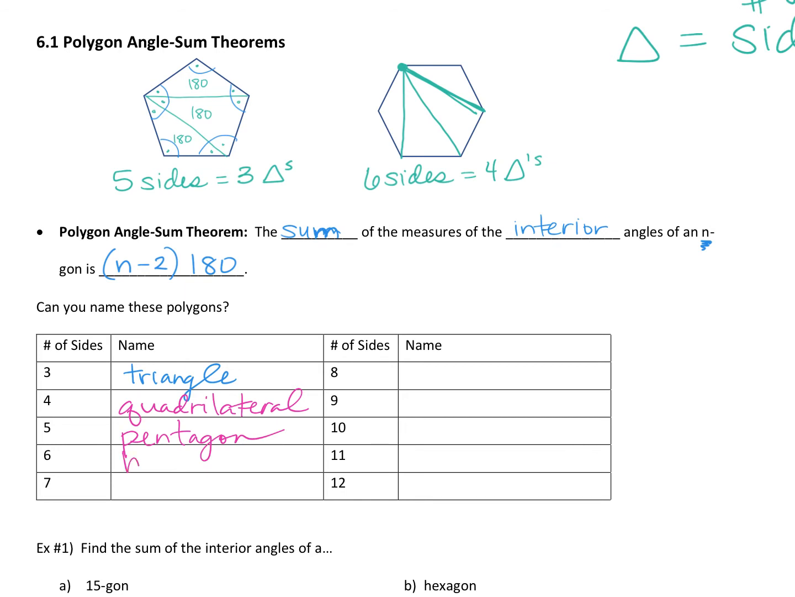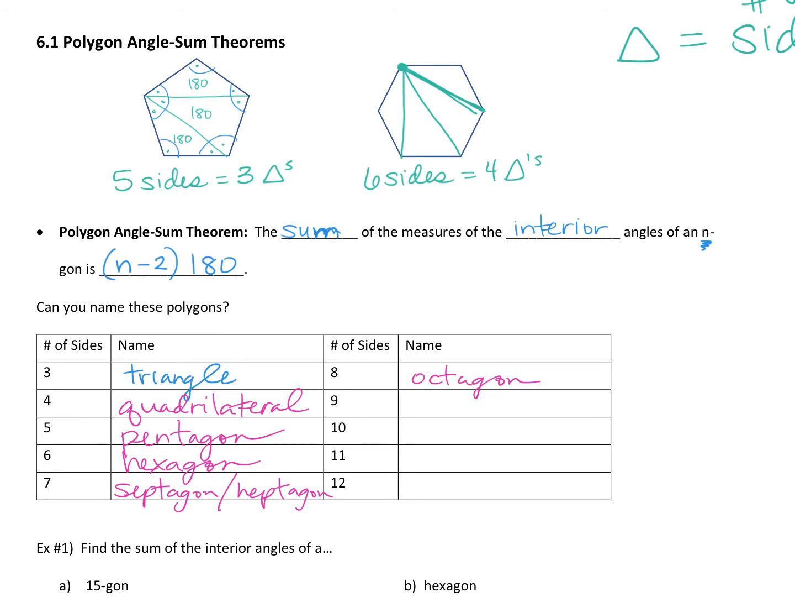6, hexagon. 7 has 2 acceptable names. Did anyone get it? Septagon is one option. Anyone know the other one? Heptagon. Yep. Okay, so if you put heptagon or septagon, great. If you put both, I'll give you a bonus point. Octagon. 8 is an octagon. Anyone know 9?